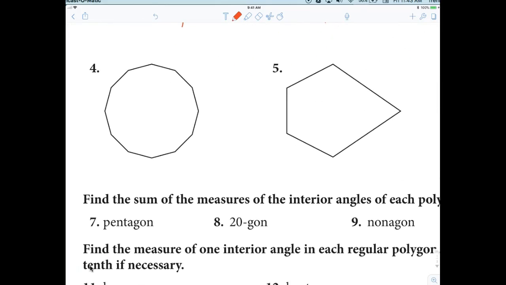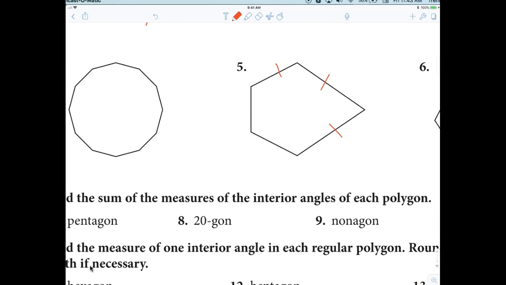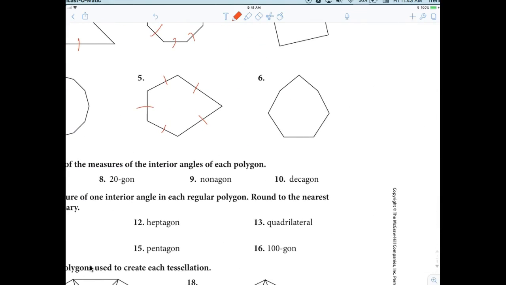Did you count them? 12. Do, D-O. Deca, D-E-C-A. Dodecagon. Yes. Number 5. How many sides? So that would be called a pentagon. Pretty simple. Number 6, how many sides? 1, 2, 3, 4, 5, 6, 7. So it is a heptagon.